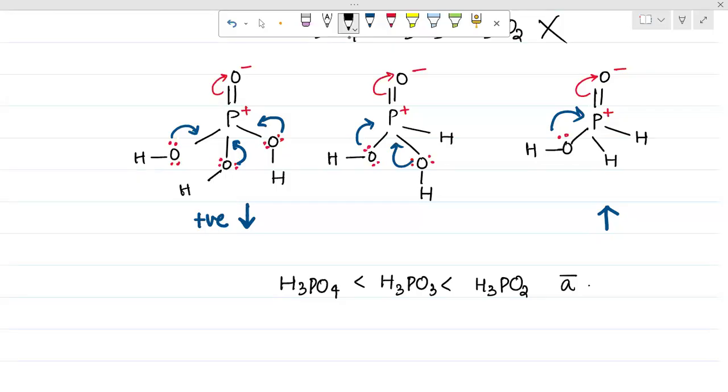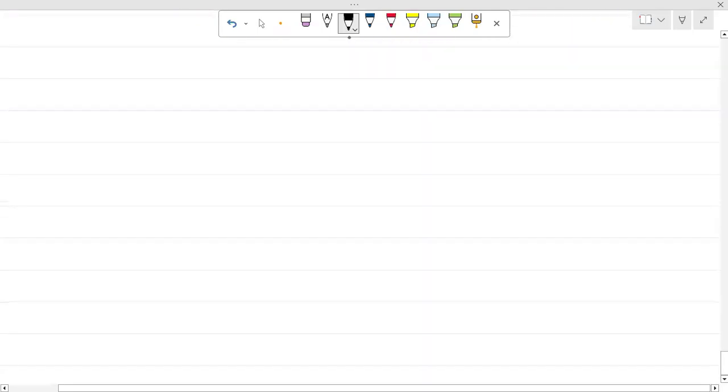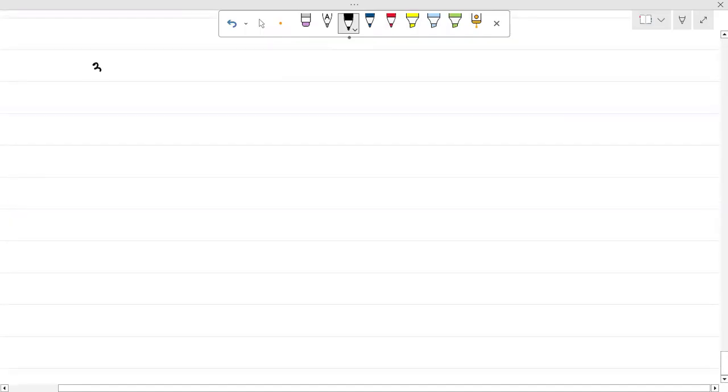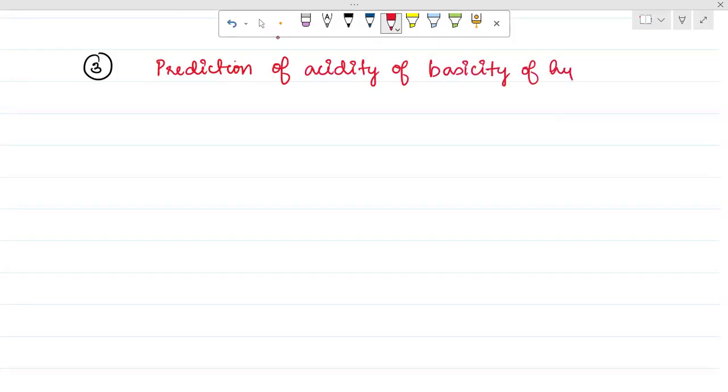So that's done. Then we have the last one, the third one. With this we'll wind up. Third one: prediction of acidity and basicity of hydra acids. Not oxo acids.